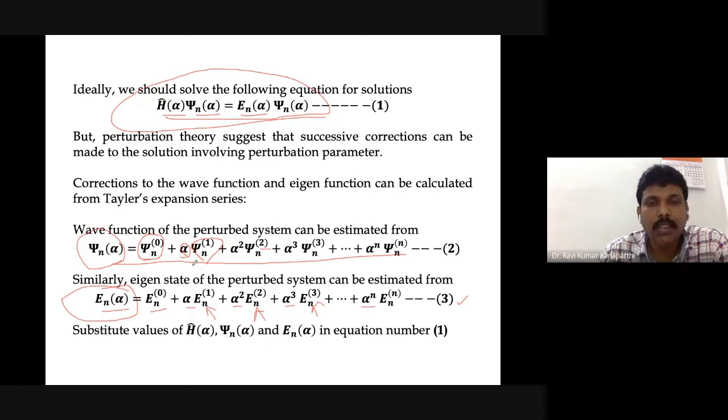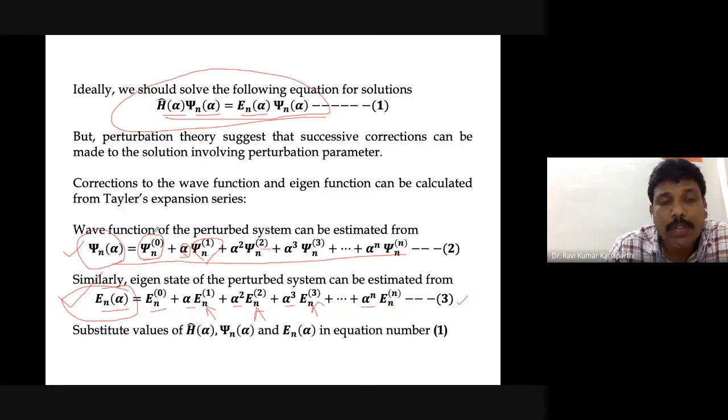Smaller. If alpha is a positive number greater than one, then taking the square, cube, and fourth power gives bigger and bigger numbers. But if alpha is already a small number, higher order terms are less important, whether in the Taylor expansion of the wave function or of the eigenenergy. The higher order terms are less important because the perturbation parameter itself is a small number. Therefore, the square and the cube will all be smaller.